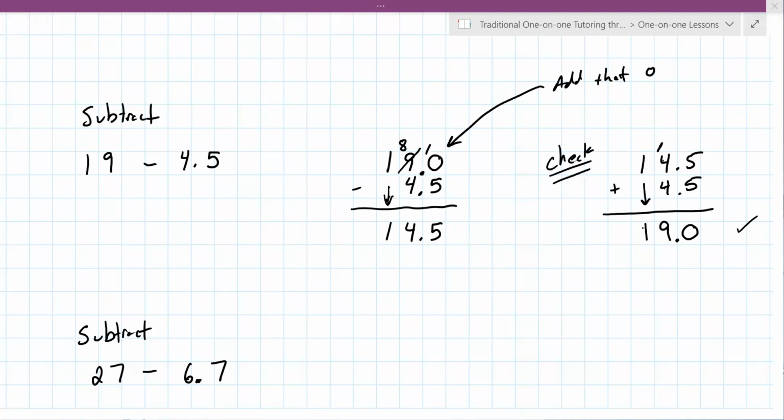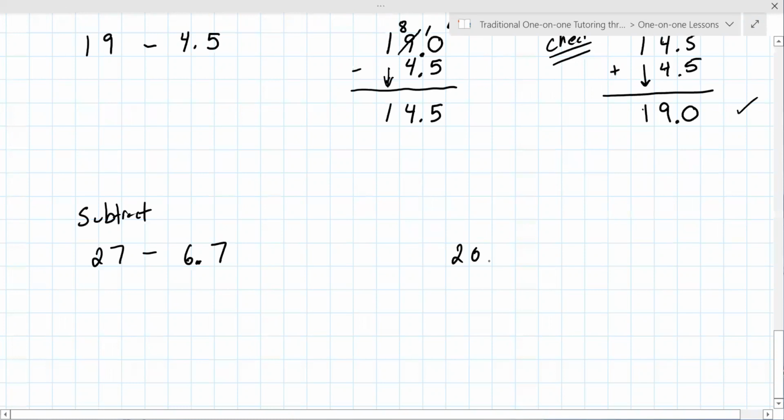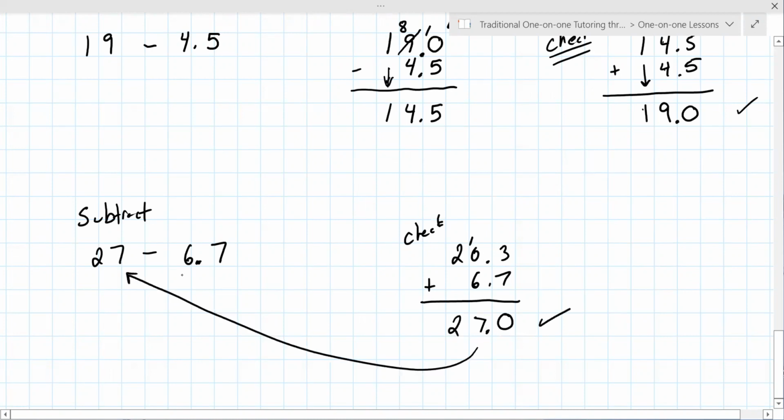I got my final answer. Okay, what's your final answer? 20.3. So my check is to put that 6.7 underneath, add it. 3 plus 7 is 10, but it's 0 with a carry of 1. 1 plus 0 plus 6 is 7. And then bring down the 2, and that's the same as that.